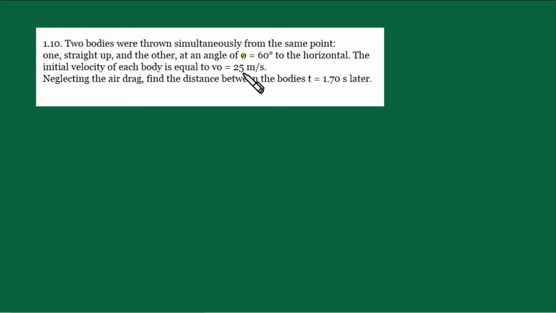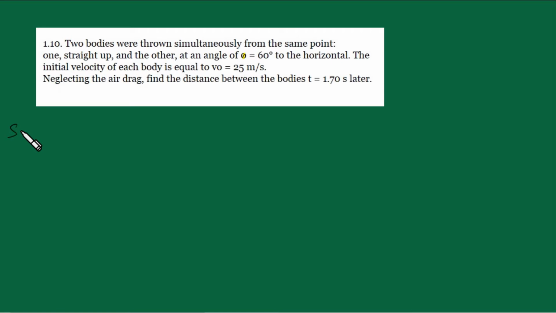So this is a really easy question. Two particles are projected from the same point with the same speed. The only difference is their angle, and we have to find the distance between the two bodies at t equal to 1.7 seconds later. First we will derive a formula by which we can calculate at any time, and then we will just put the value of time and calculate the answer required in this question.